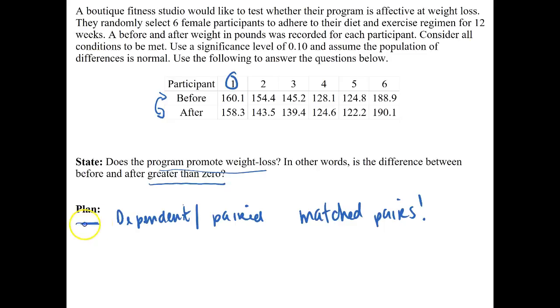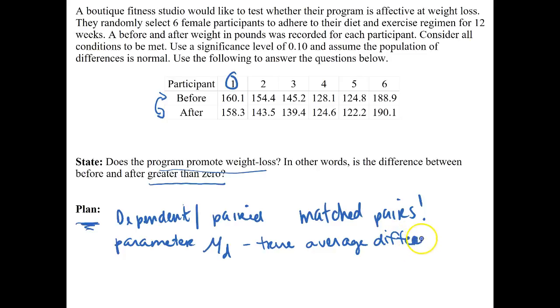If we want to continue on with our plan, we want to think about what the parameter of interest is. So what is the parameter in a matched pairs procedure? The parameter we are interested in here is mu d. This is the true average difference in weight loss between before the program and after the program. So the parameter is mu d, that's our unknown.